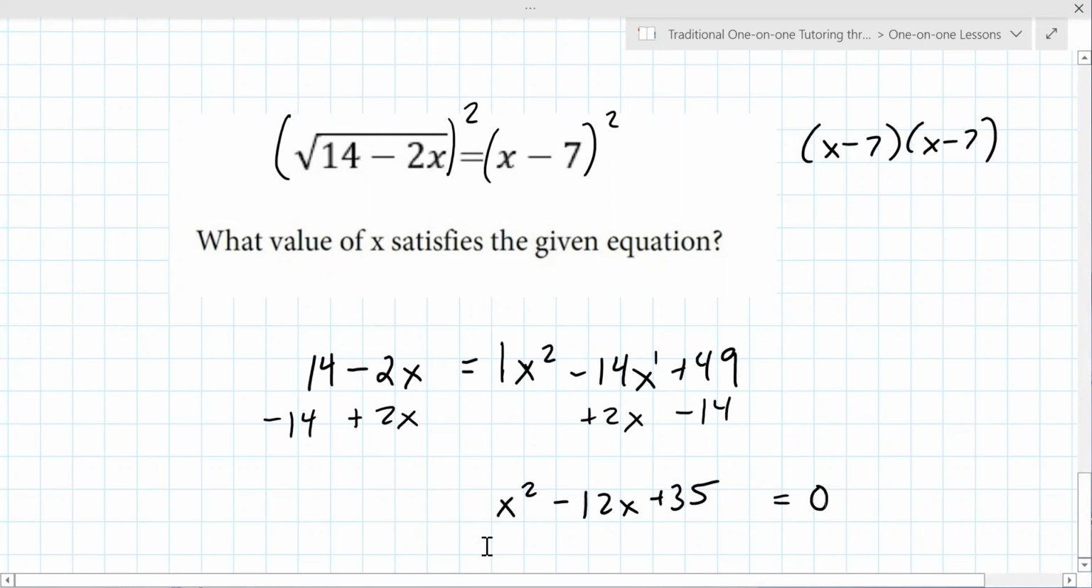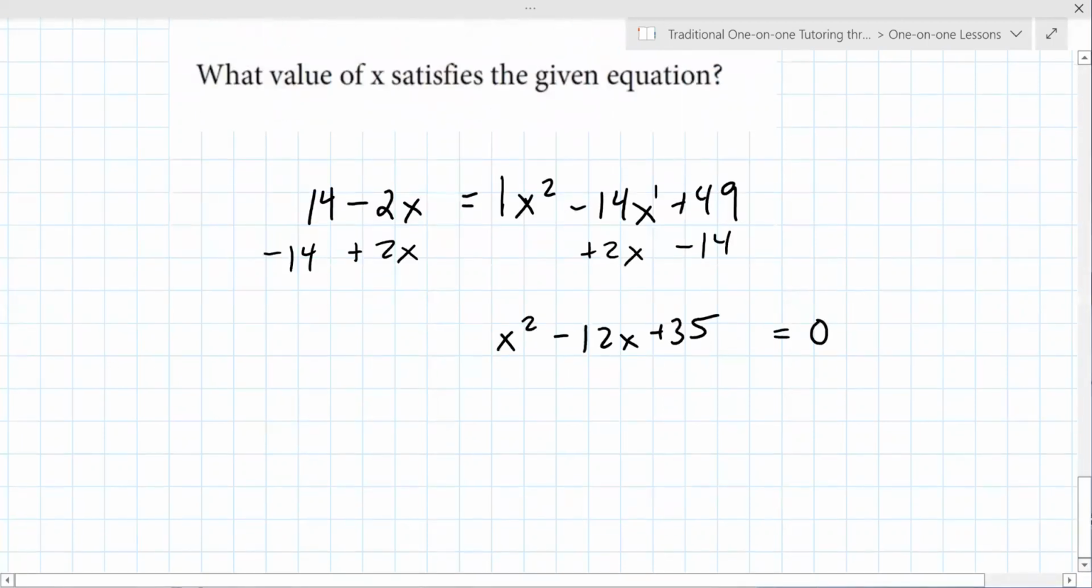You want me to factor? I do. Yeah, I would love that. 35 divided by 7. Negative.